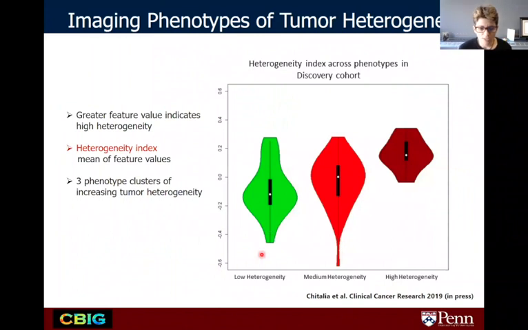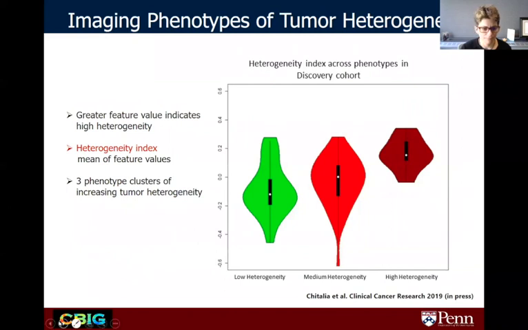So looking at the heterogeneity index of each of these tumors for the different clusters, we see that it kind of follows the notion that the tumors at the green cluster have lower heterogeneity, the red have a little bit higher, and the ones at the dark red tend to have even higher heterogeneity.